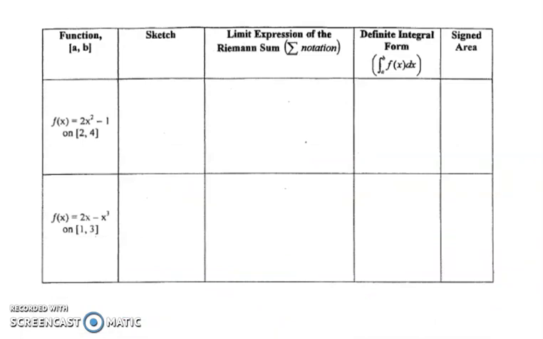First one is f of x equals 2x squared minus 1. So I have a quadratic that is shifted down by 1 and made narrower from my original quadratic. And I'm integrating this on the limits of 2 to 4, which will be, say, here to here. So this section that I'm integrating is sort of over here. Okay? It's all entirely above the x-axis.